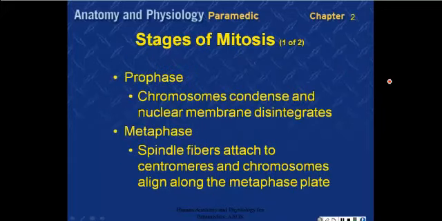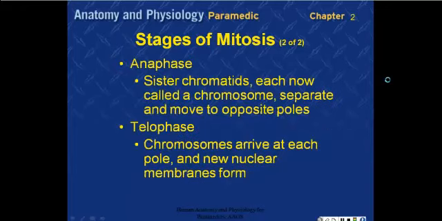In prophase, the chromosomes condense and the nuclear membrane disintegrates. Then in metaphase, the spindle fibers attach to the centromeres and chromosomes align along the metaphase plate. In anaphase, the sister chromatids, each now called a chromosome, separate and move to the opposite poles. In telophase, chromosomes arrive at each pole and the new nuclear membranes form.